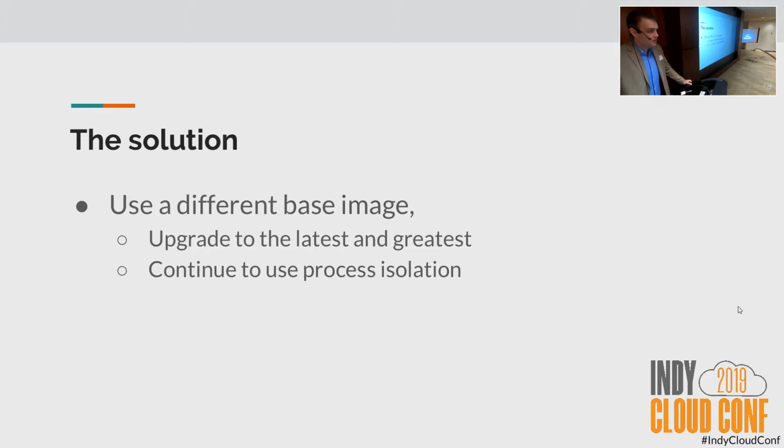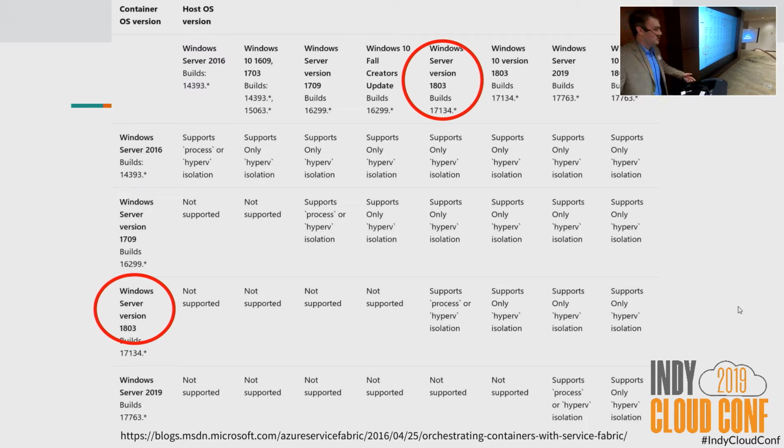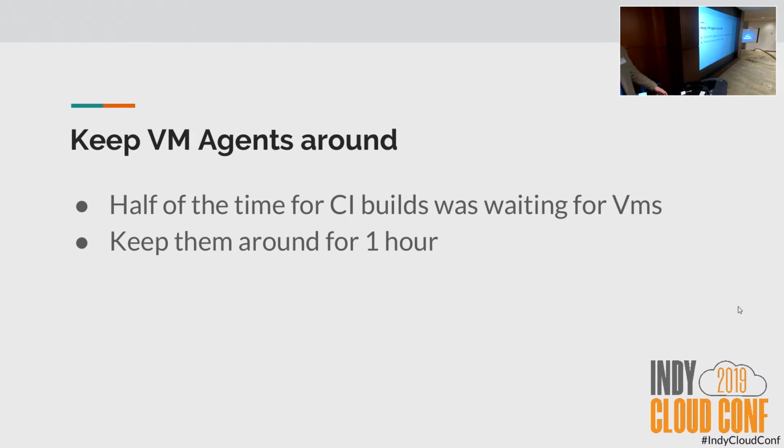So the solution we arrived upon was upgrading all of our images to the latest and greatest. But we still needed to use process isolation. So we were on Windows Server 2016 for both, and then we moved to Windows Server 1803. While the spin-up times for the virtual machines were better with these 1803 Windows Server versions, 7 minutes still just didn't feel right when we were basically building constantly throughout the day. The team was pushing enough code that these virtual machines were almost always up, so we bit the bullet and decided to keep our build agents around for an hour.